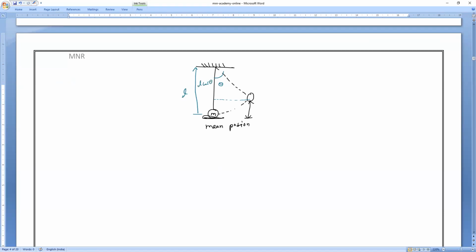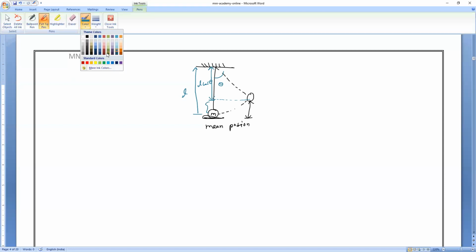Here it will be L cos theta. Till here only. Am I right? Till here I call it L cos theta. Then total is L and this one is L cos theta. Then what is the remaining one? Anybody?